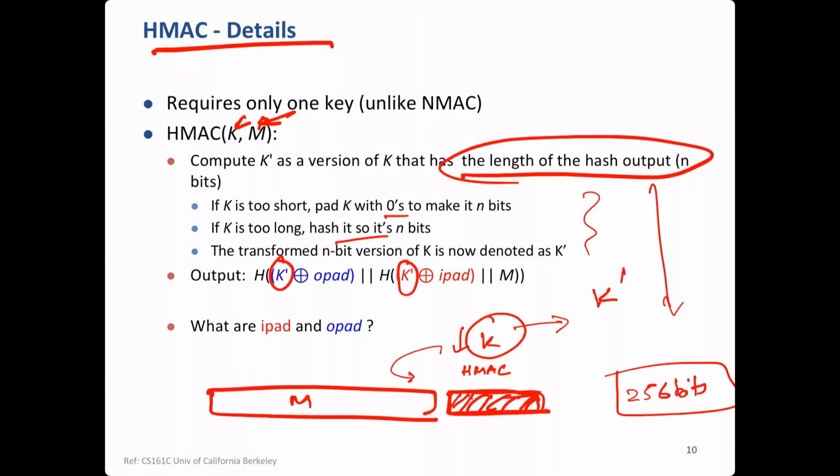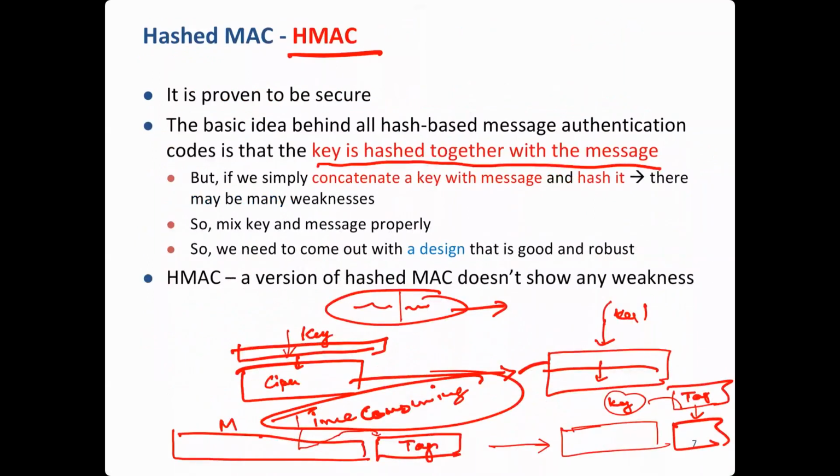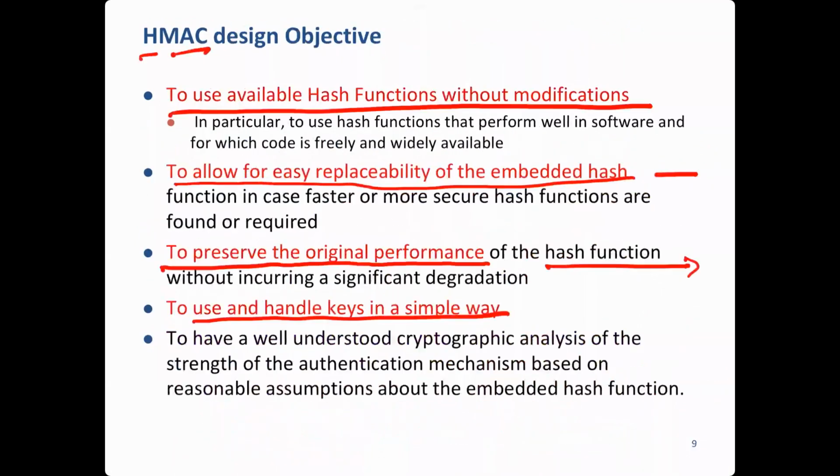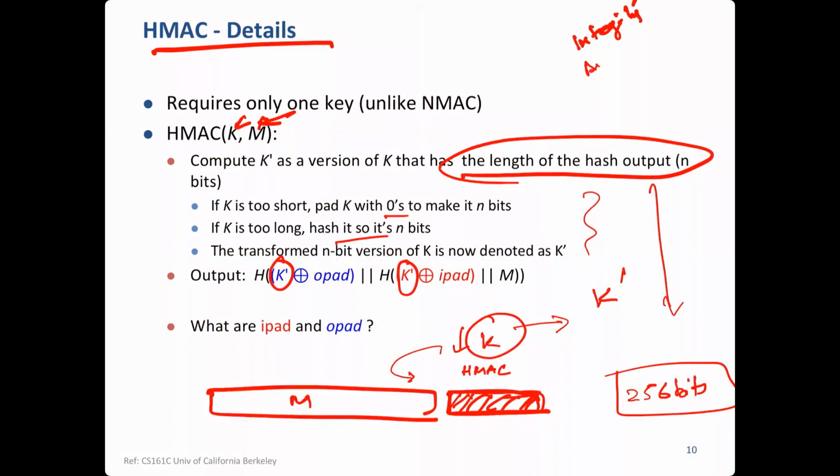What are you trying to do? Now, the whole aim is to somehow get an integrity check and authentication. Authentication means that it is only Alice who has sent the message to Bob. When Bob is certain that it's only Alice, then we say it's authenticated. Integrity means that somebody in between has not tampered with the message.